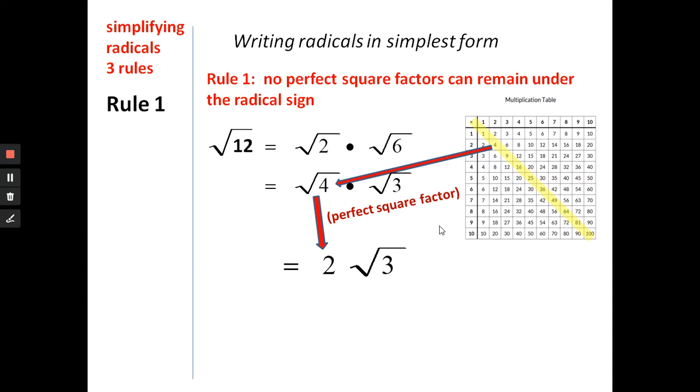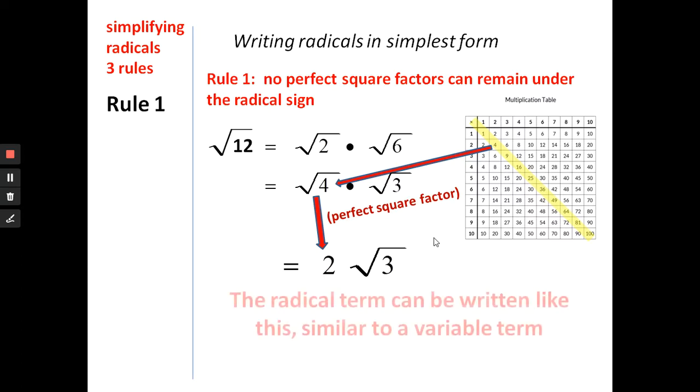Now this is relatively easy if you know that you have a perfect square factor. But what if you're not sure that you have a perfect square factor? So I'm going to show you what you can do. Okay, but remember first that when you have a number times a radical, we treat them the same way that we would treat a variable term. Notice that I don't have a multiplication symbol there. So this is how we would write it, 2 times the square root of 3.